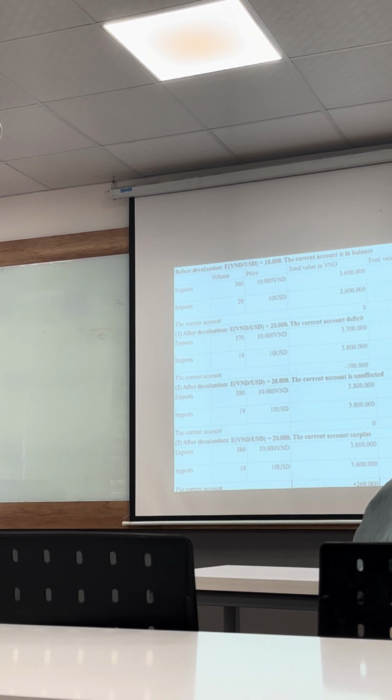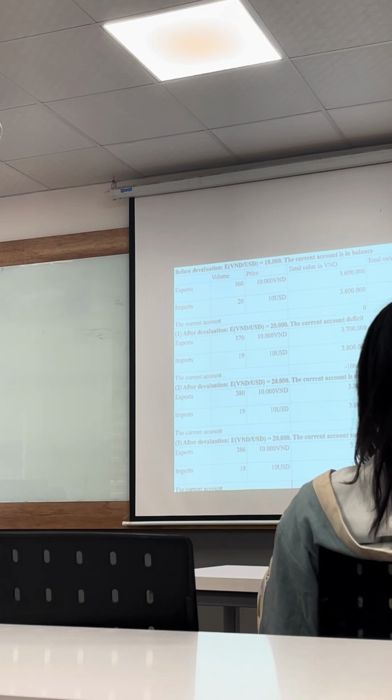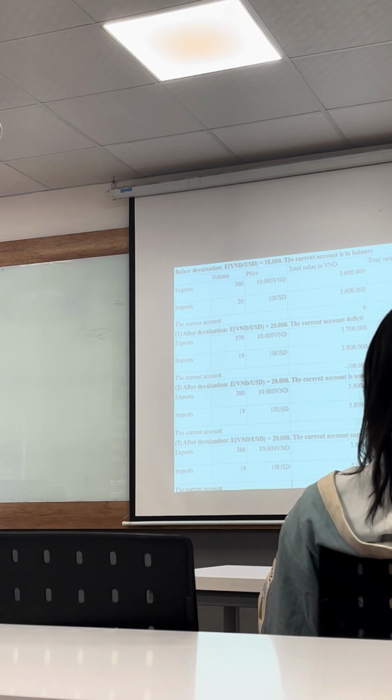Because I gave some assumptions and some scenarios. If Vietnam devalues, because at that time the exchange rate was just 18,000 Vietnamese dong, I assume the Vietnamese government devalues its domestic currency and the exchange rate increases from 18,000 to 20,000. And what will happen? There are three scenarios.